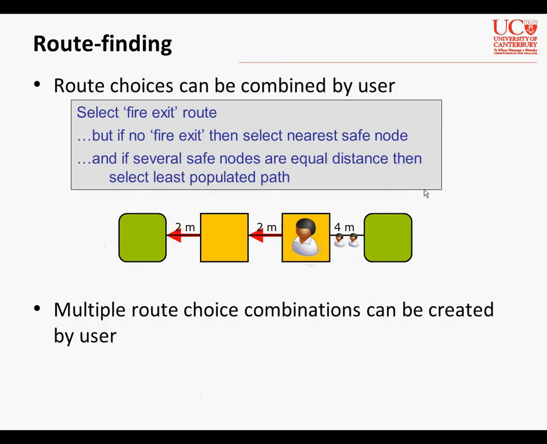Route choices can be combined by the user to create scripts. So for example, we might have an exit choice that specifies that agents select a fire exit route. If no fire exit route exists, then select the nearest safe node, but if there are several safe nodes that are at equal distance, then select the least populated path. And the user can create multiple route choice combinations and apply those to multiple agents.